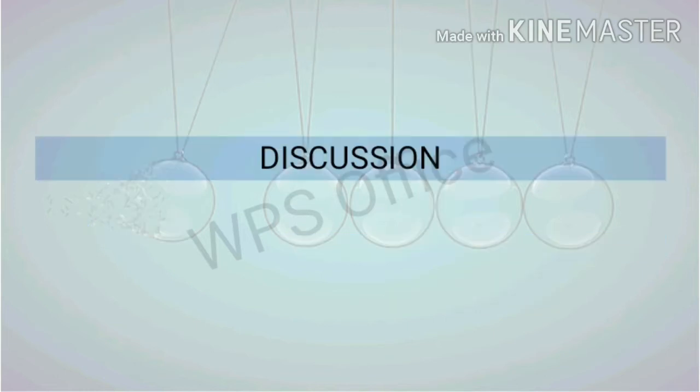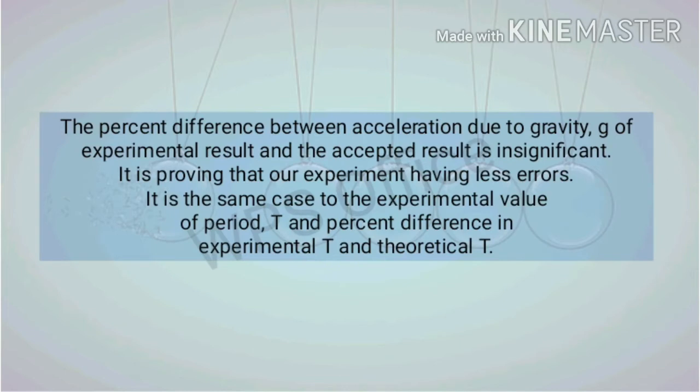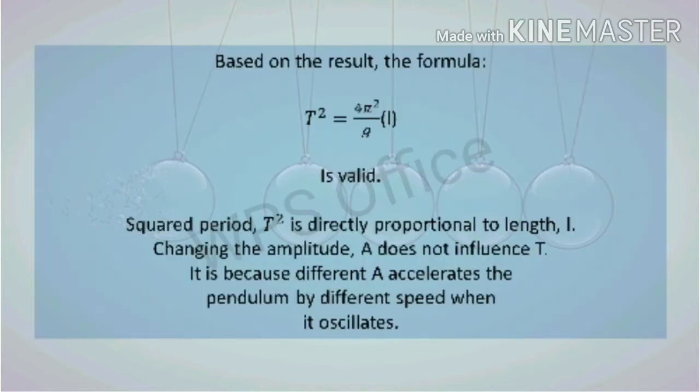And now we go to the discussion. The percent difference between the acceleration due to gravity, g, of the experimental result and the accepted result is insignificant. It proves that our experiment has fewer errors. It is the same case for the experimental value of period T and the percent difference in experimental period and theoretical period. Based on the result, the formula period squared equals 4 pi squared times length divided by acceleration due to gravity is valid. Period squared is directly proportional to the length. Changing the amplitude does not influence the period. It is because a different amplitude accelerates the pendulum at a different speed when it oscillates.